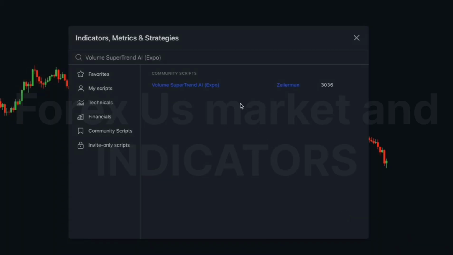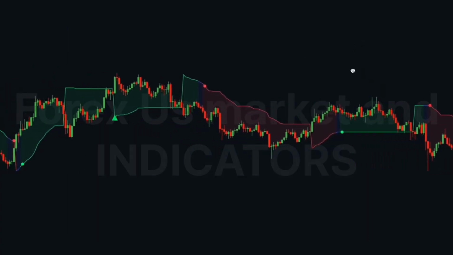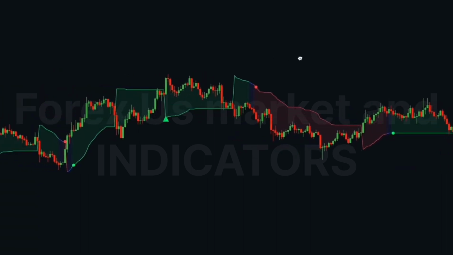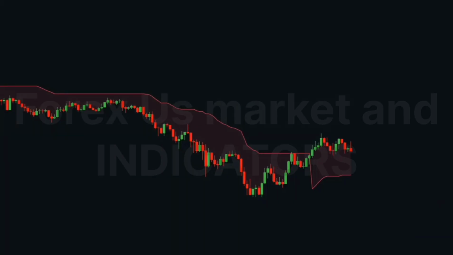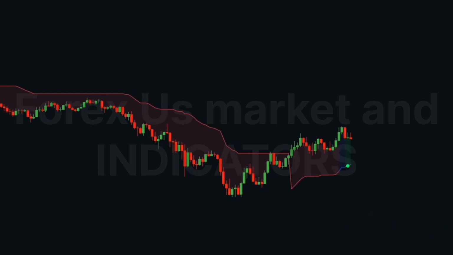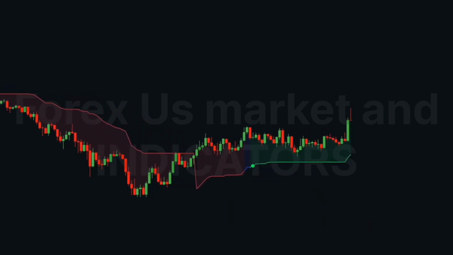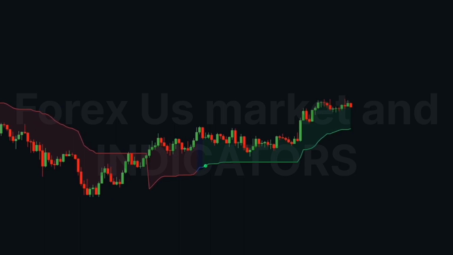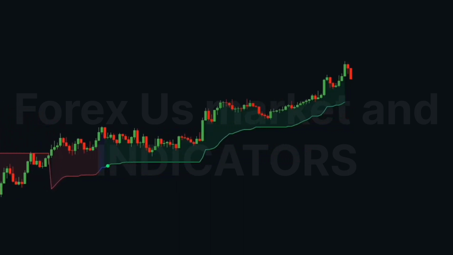Created by Zierman, the Volume Supertrend AI is an advanced technical indicator used to predict trends in price movements by utilizing a combination of traditional supertrend calculation and AI techniques, particularly the k-nearest neighbors algorithm. By combining these approaches, the indicator aims to offer more precise predictions of price trends, offering bullish and bearish signals. By utilizing volume-weighted moving averages, the Volume Supertrend AI emphasizes the importance of trading volume in the trend direction, allowing it to respond more accurately to market dynamics.